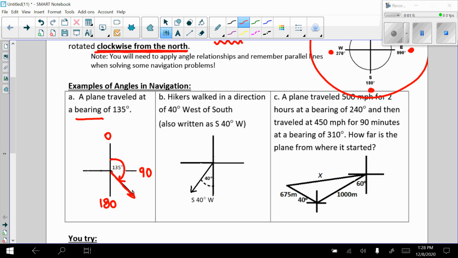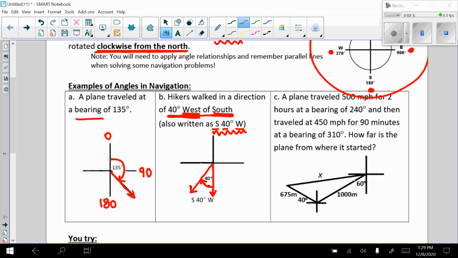The second example says that hikers walked in the direction of 40 degrees west of south. So picture that they're walking directly south, and then you veer off 40 degrees to the west of that. Look what it says: 40 degrees west of due south. We can also write it like this, and we say 40 degrees west of south.